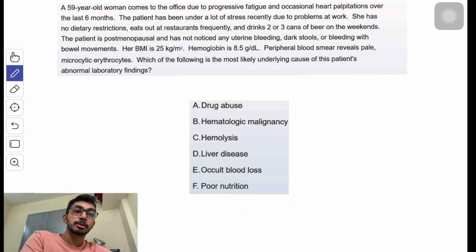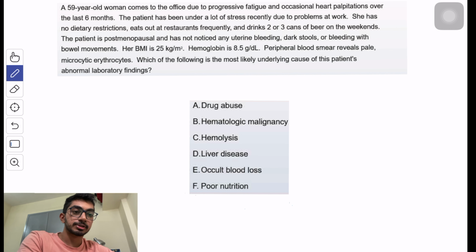So, for getting to an answer, we're going to have to read the whole question, which is a 59-year-old woman who comes to the office due to progressive fatigue and occasional heart palpitations over the last 6 months. These are features of anemia, and the patient has been under a lot of stress recently due to work, and she has no dietary restrictions, eats outside at restaurants frequently, and drinks 2 to 3 cans of beer on the weekends. The patient is postmenopausal and has not noticed any uterine bleeding, dark stools, or bleeding with bowel movements.